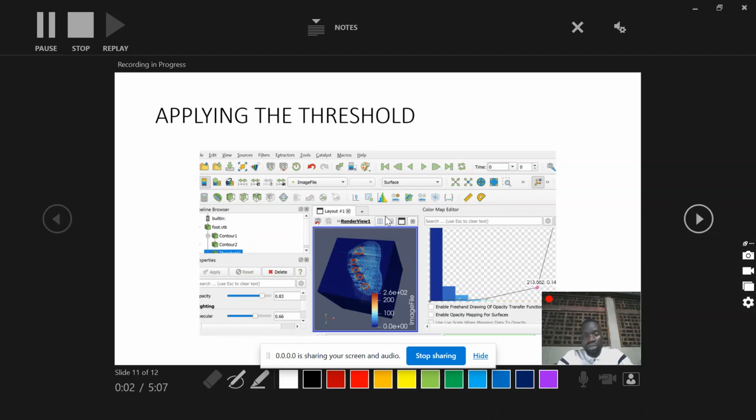Apply threshold. So when I want to determine the density where more pressure is concentrated when a person is walking, so try to know bottom wise. So there is high pressure which is exerted.